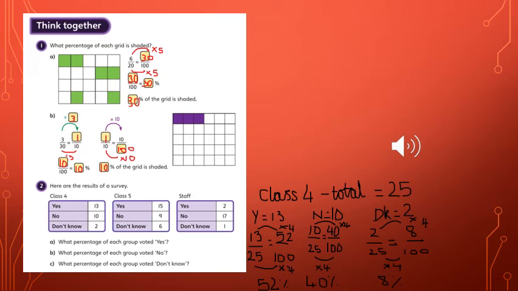And then to make this into 100, I have to times 10 by 10 to get to 100. So I also have to times 1 by 10 to get to 10. So it's 10 over 100, and that gives me 10%. So I know that 10% of the grid is shaded.